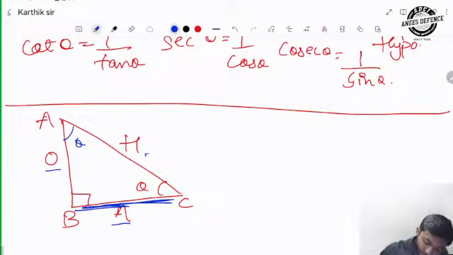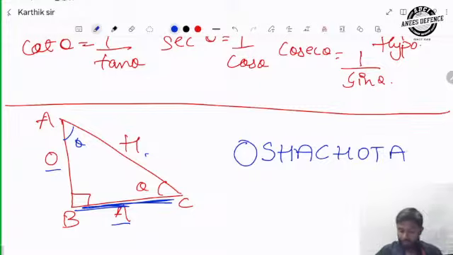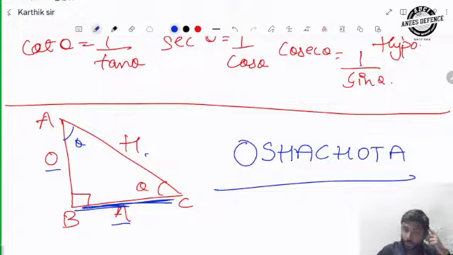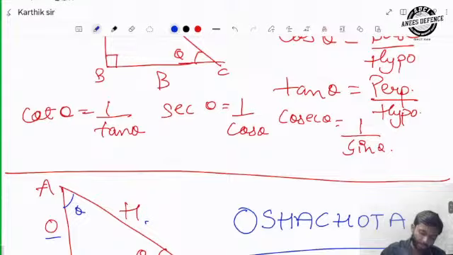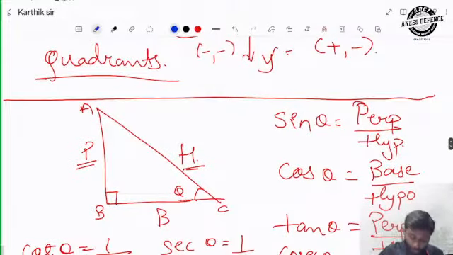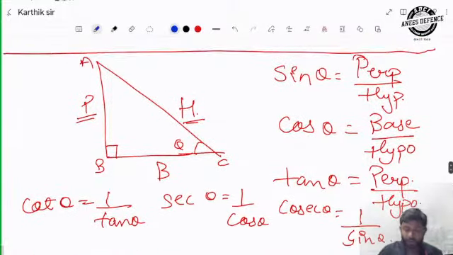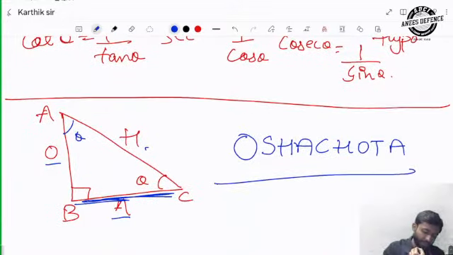Then there is one trick to remember the values of sine, cos, tan, cot, sec, and cosec, that is Osha Chota. If you remember this setup, you will remember all the ratios, and this makes the ratios very easy for you to remember. Now, let's see what Osha Chota is.